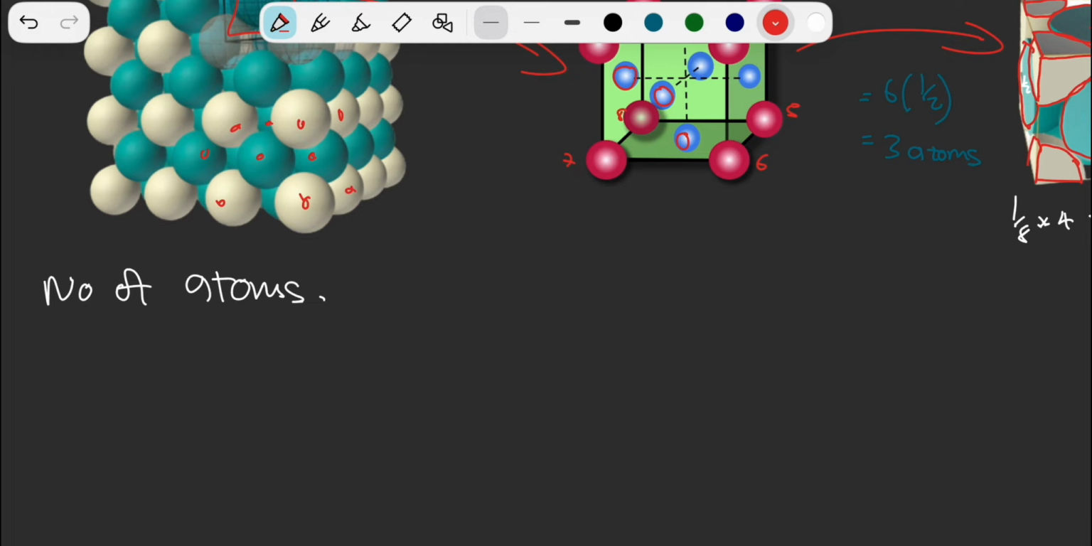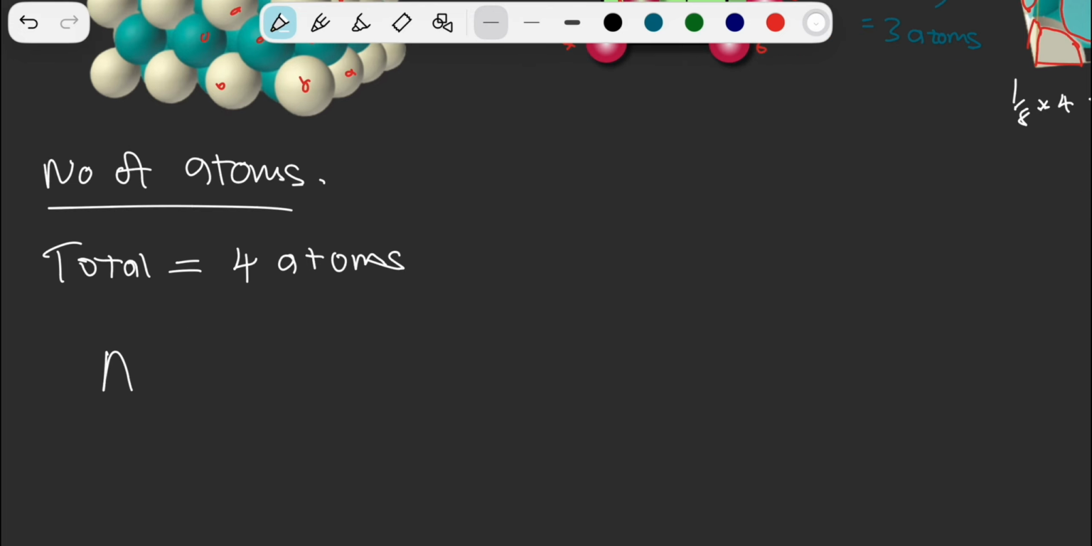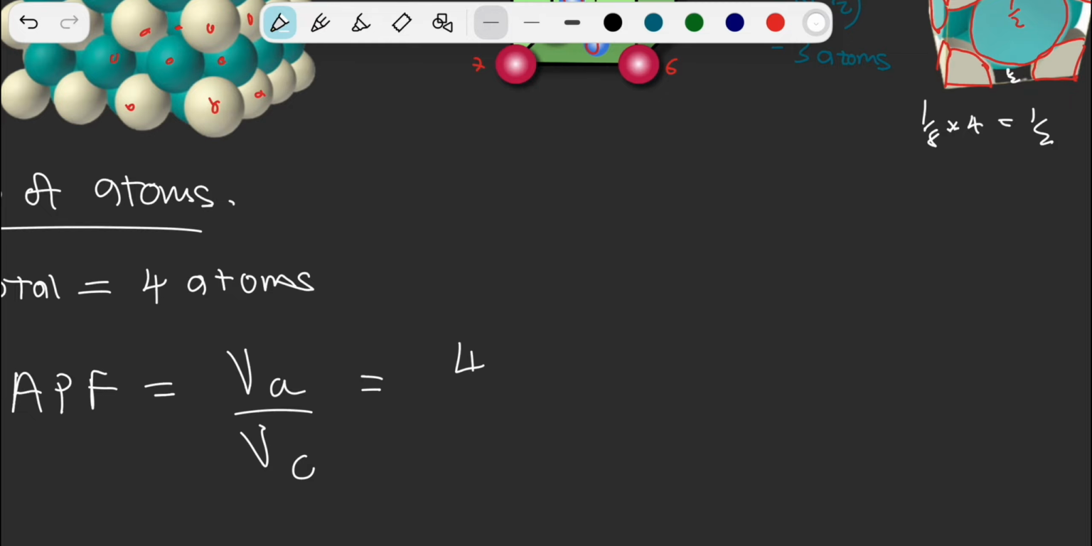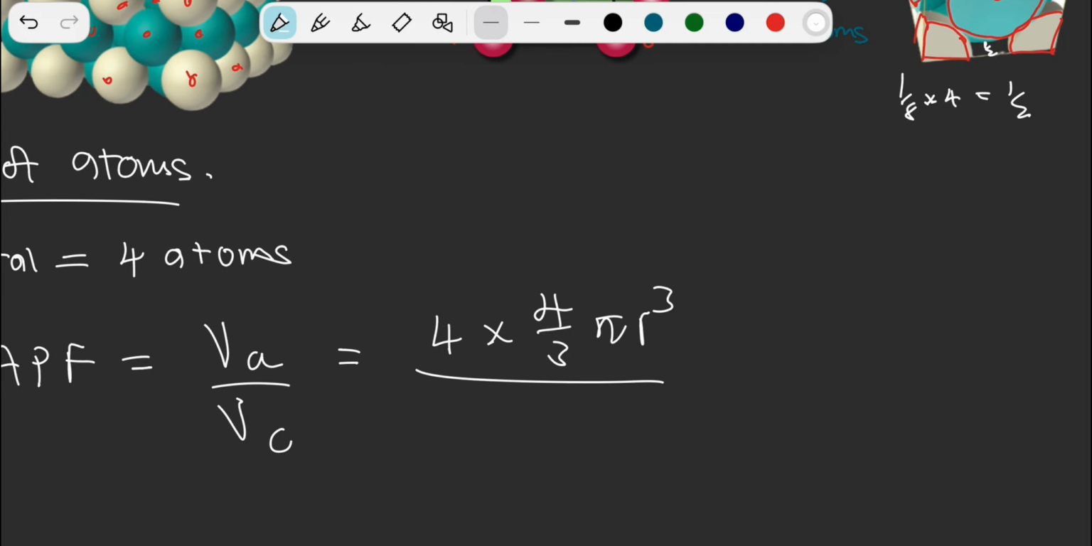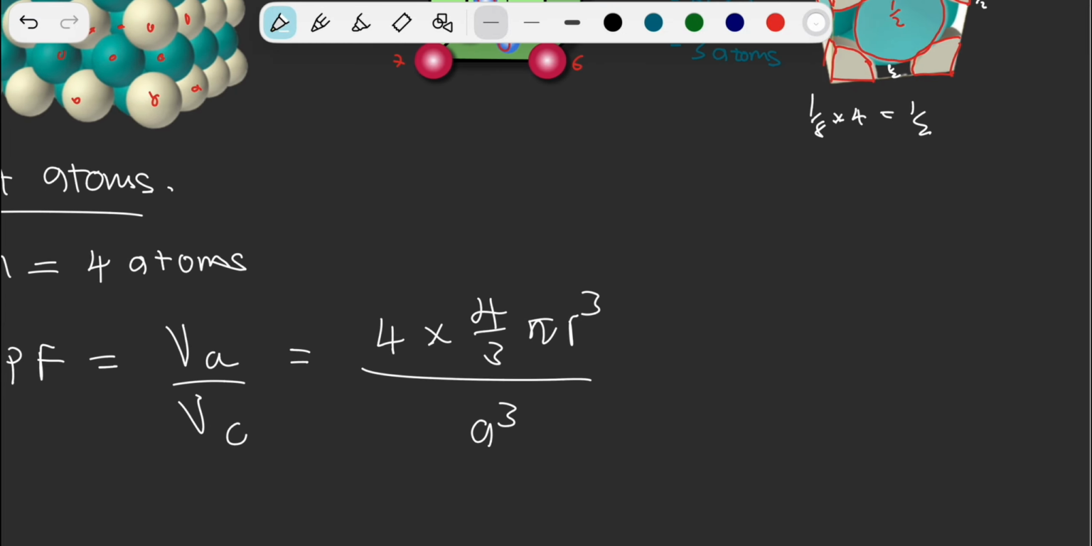Those blue ones. Okay, so the total number of atoms for FCC is equal to 4 atoms. And now you can probably guess, we're going to talk about the atomic packing factor, the volume of the atoms divided by the volume of the cell, which is basically now 4 times 4/3 pi r cubed divided by a cubed.